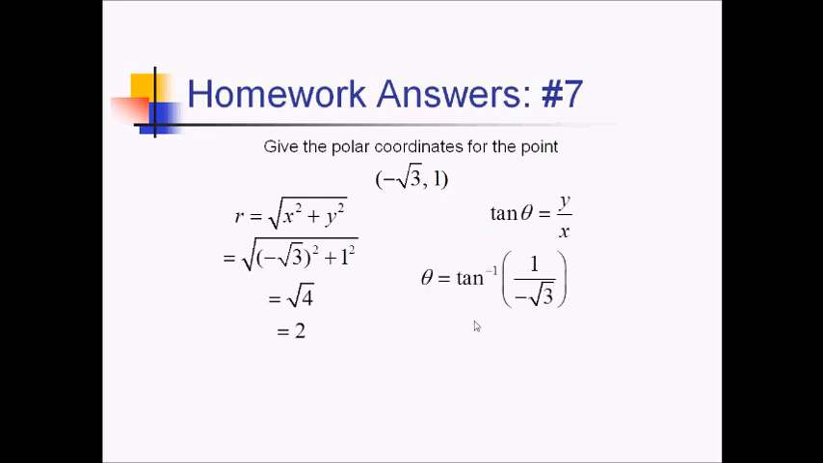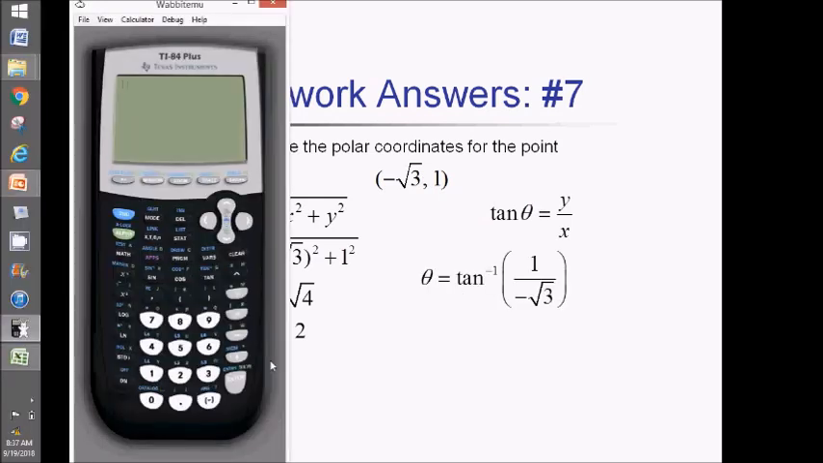For this, I'll use the calculator. So make sure your calculator is in degrees mode for this, unless you want to do everything in radians. And then we'll do second tan, and we'll do 1 divided by, let's see, negative square root of 3. And that's going to come out to negative 30 degrees.